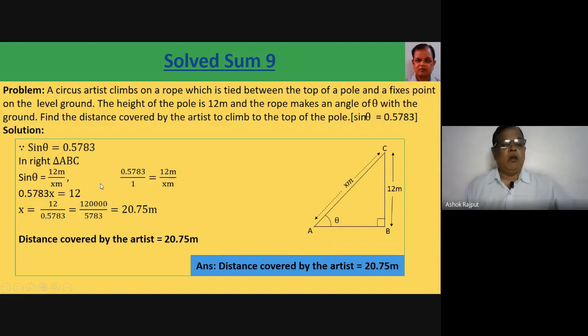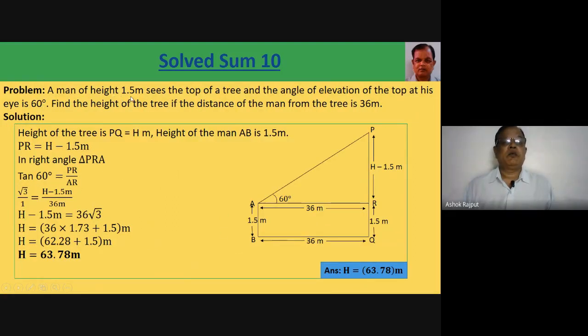So we have found the height of the tower, 20 meters, with the help of heights and distances. Now it is very useful, so we are going to solve the next question. Problem: the height of a telephone pole is 1 by root 3 times the length of its shadow. Find the angle of elevation of the source of light.